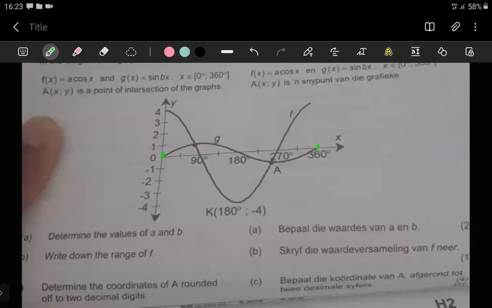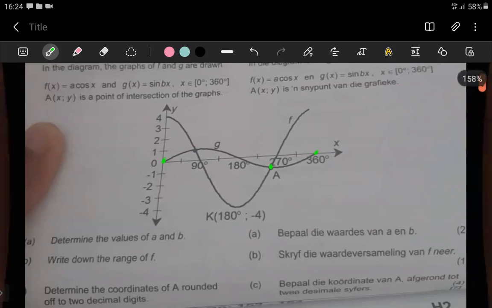And then it says A, who is A? A is this point over here. It is a point of intersection of the graphs. Okay, perfect. And then what does it now say? So before we even read the question, the questions are going to ask whatever I was about to ask right now. But it says here we need to get the values of A and B. So A is this value here, and then B is this value there.